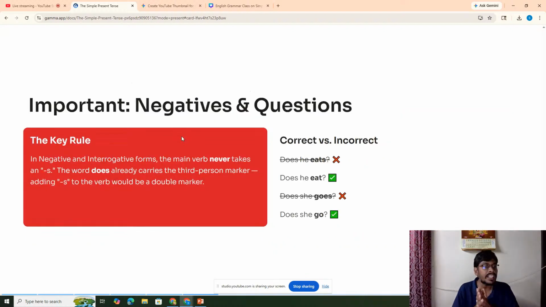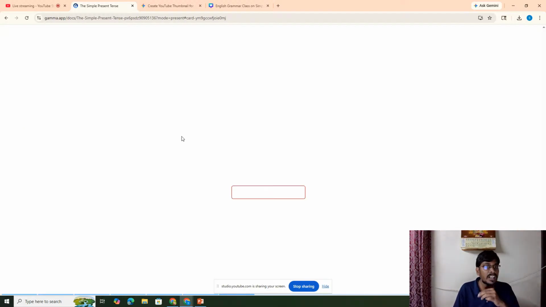And it's important that for negative and interrogative forms, the main verb should not have the s. If you are writing an interrogative, 'Does he eats' is a wrong sentence. 'Does he eat' is the correct sentence. 'Does she goes' is wrong. 'Does she go' is correct. So when you are using a does question format, the s should not come on the verb. Does she eat, does she go. This is the right combination.